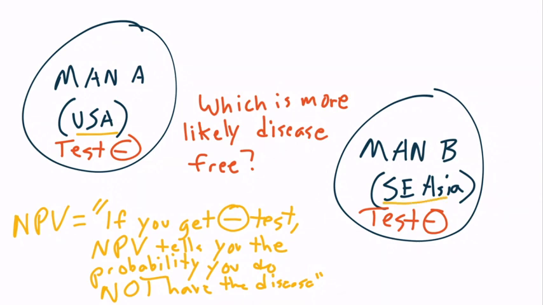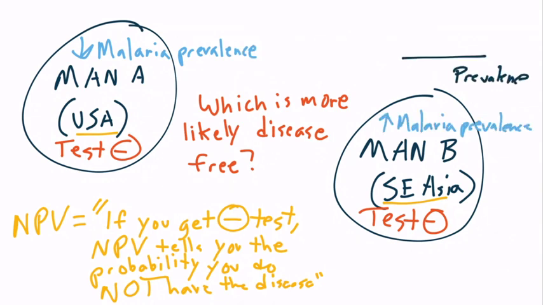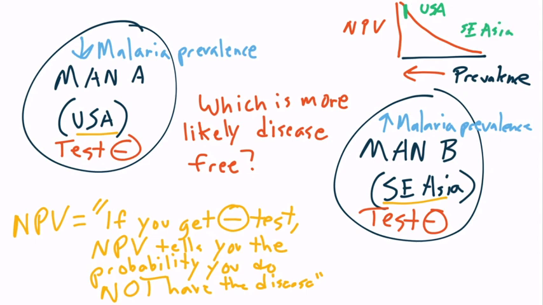To get this question correct, you need to assume that malaria is less prevalent in the United States and more prevalent in Southeast Asia. Now recall from the graph that we used earlier that as disease prevalence decreases, the negative predictive value increases. So, in the United States, if the prevalence of malaria is lower, then we would picture the negative predictive value appearing over here, where negative predictive value is higher. Conversely, in Southeast Asia, if prevalence is higher, we would picture the negative predictive value to be lower on this end. So, by definition, the man with a higher negative predictive value is more likely to be disease-free. So in which patient is the negative predictive value higher? It's man A. Therefore, which patient is more likely to be disease-free? It's man A.